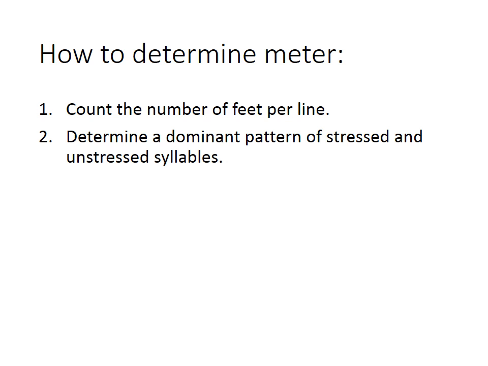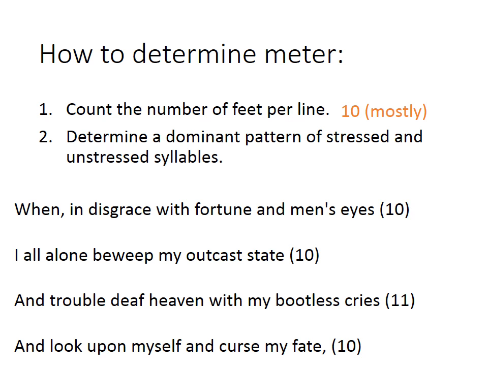So remember, to determine meter, we have to first count the number of feet per line, and we have to determine a dominant pattern of stressed and unstressed syllables. So we're looking at this Shakespeare example. Mostly, his lines have 10 syllables each. Then we have to determine a dominant pattern of stressed and unstressed syllables.